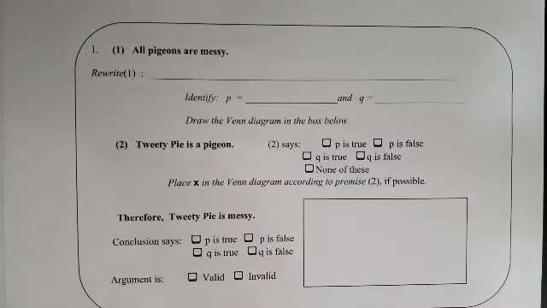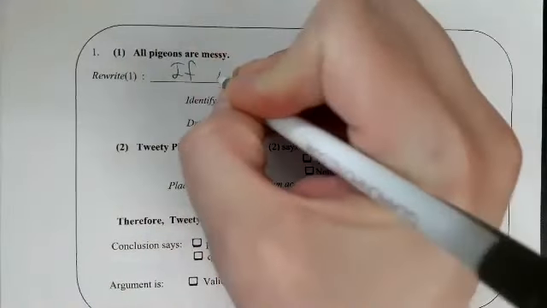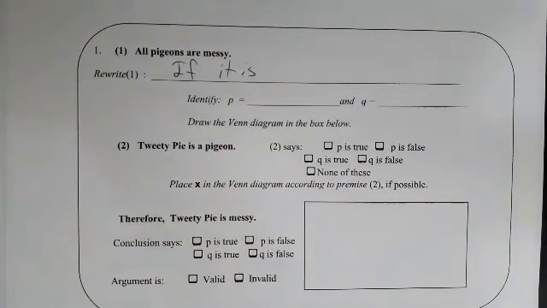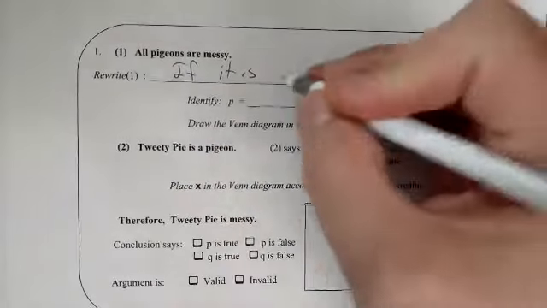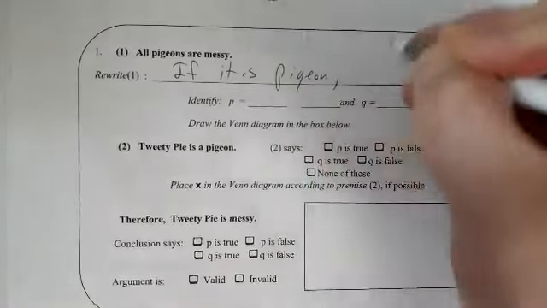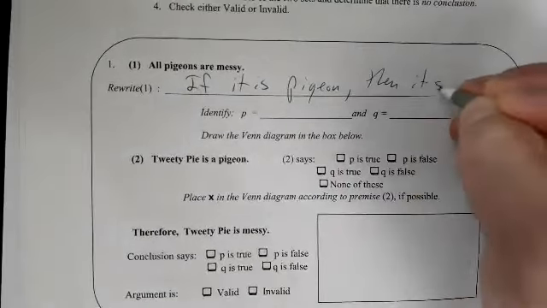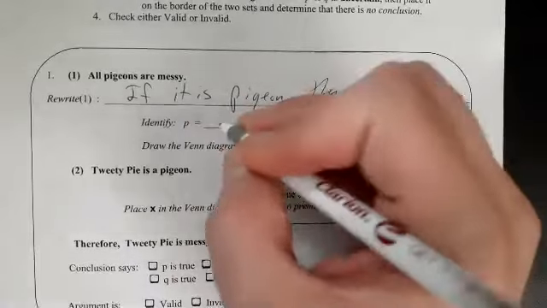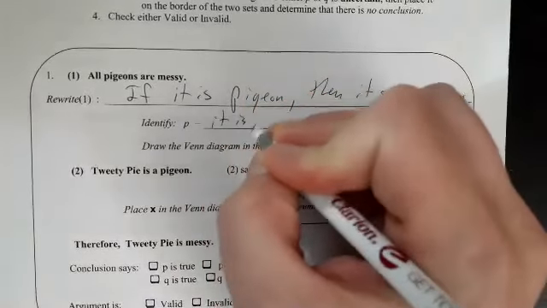With that said, we want to get at a few of these. Spend a little bit of time with these. All pigeons are messy. We want to write that as an if-then statement. So if it is what, then it is what? If it's a pigeon, then it's messy. Pigeon. Then it's messy, and so P would be what? P for pigeon. It is pigeon.